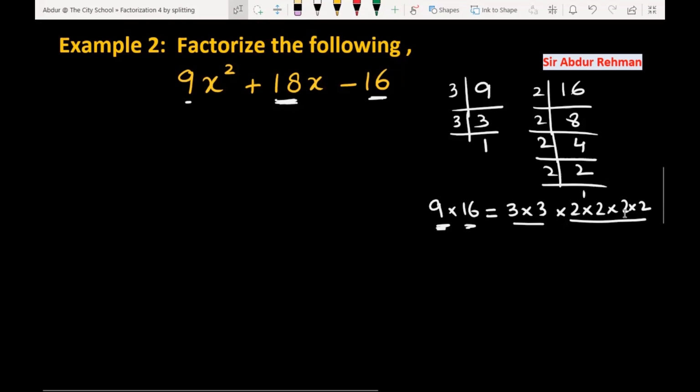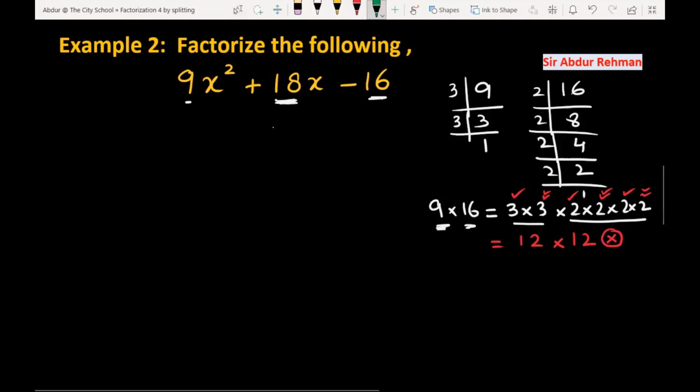So in this case, when you apply the trial and error method, suppose I'm going to take 3, 2, and 2 here. So 3 times 2 is 6, 6 times 2 is 12, and 3 times 2 times 2 is also 12. But it is not the correct factor, because 12 plus 12 is 24 and 12 minus 12 is 0, but the middle term is 18. So it will be rejected.